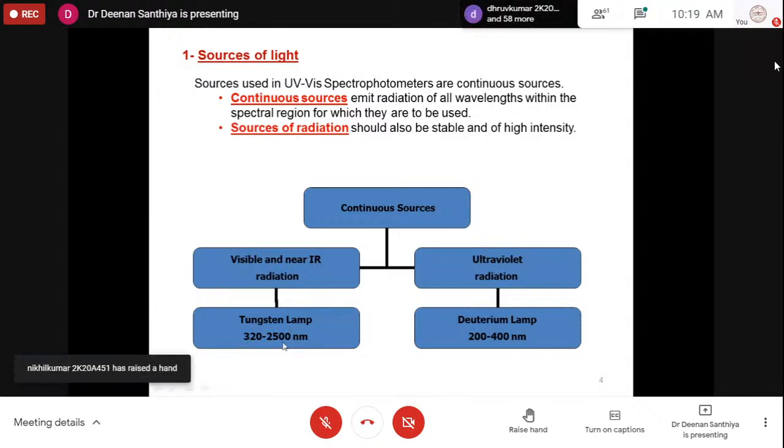In the case of ultraviolet radiation, a deuterium lamp is used. This is from 200 to 400 nanometer. Is it clear now? Yes, ma'am.